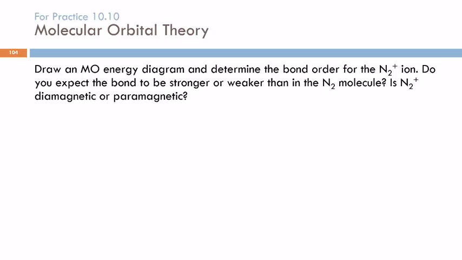So let's draw a molecular orbital energy diagram, and look at the bond order for the N2 plus ion. And then they're asking us, do we expect that to be stronger or weaker than the nitrogen molecule? And is that ion diamagnetic or paramagnetic?